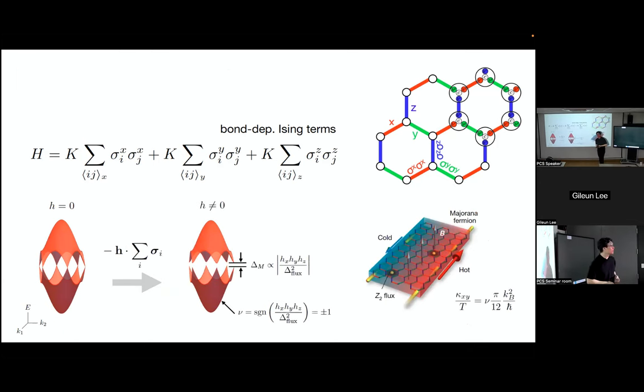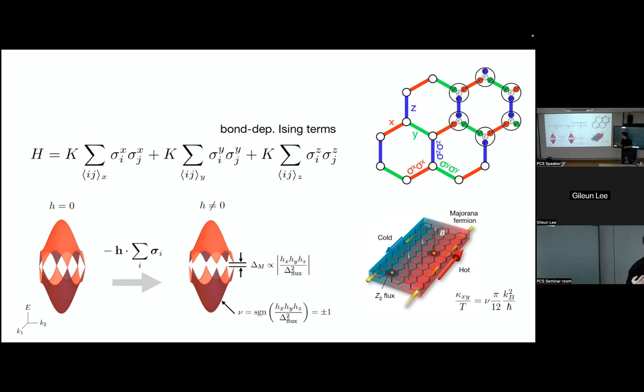But if we break the time reversal symmetry by applying a magnetic field like this, then we open a finite gap in the fermion spectrum. The fermion excitation spectrum becomes topologically non-trivial, characterized by this Chern number, taking +1 or -1 depending on the magnetic field direction. This non-zero Chern number has non-trivial consequences in edge physics and also thermal transport. If you put the system in a geometry with a physical edge, the system shows a gapless chiral Majorana edge mode like this. This chiral Majorana edge mode gives rise to the well-known half-quantized thermal Hall effect.